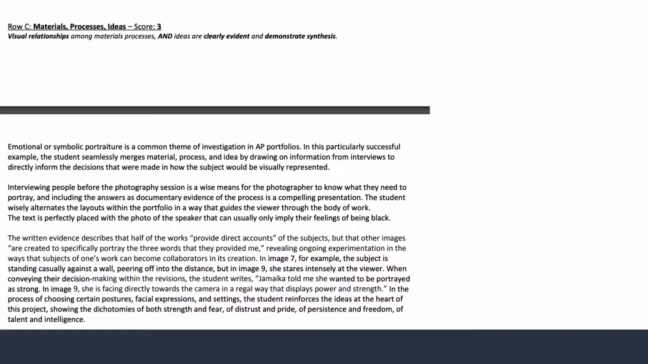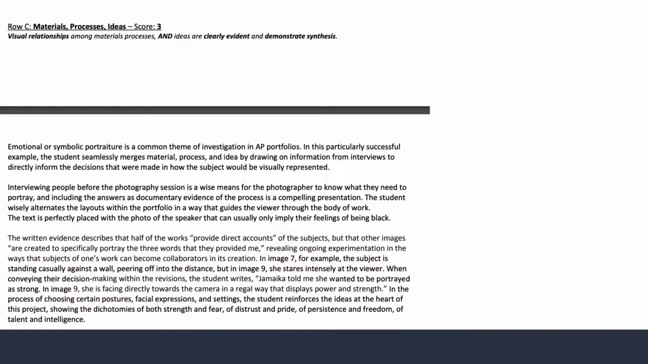And another section, so this is looking at materials. So what did you use, the processes, how did you use those materials, and overall ideas. This again scored a 3. So if you're picking up, this portfolio scored very well. Emotional or symbolic portraiture is a common theme of investigation in AP portfolios.